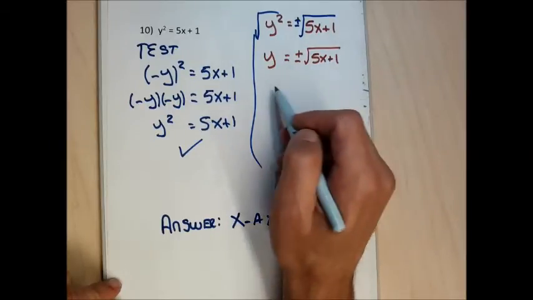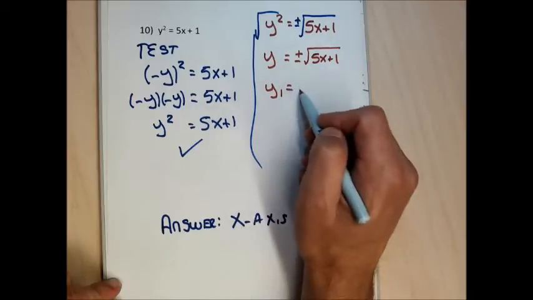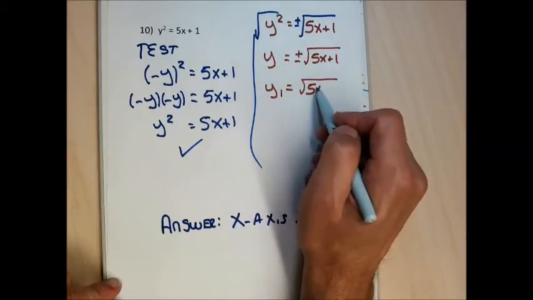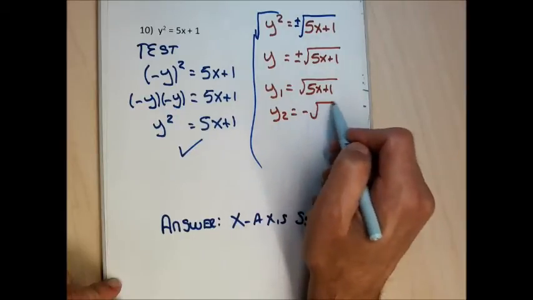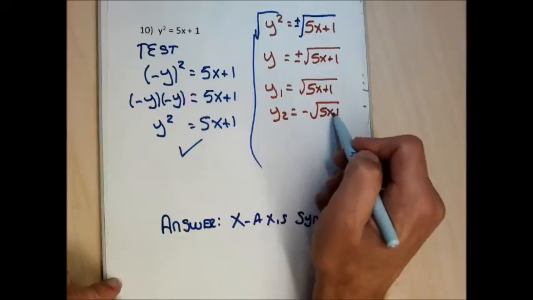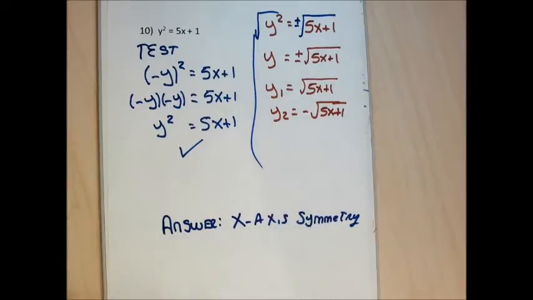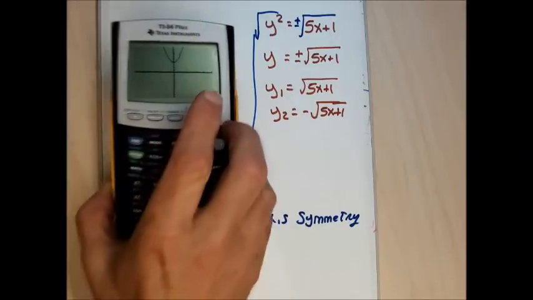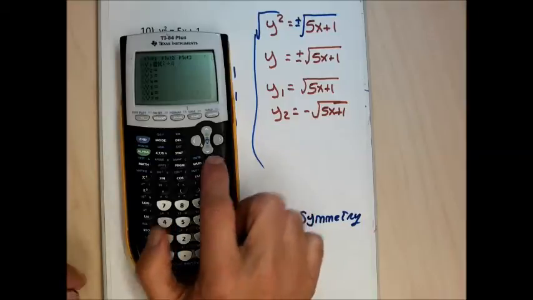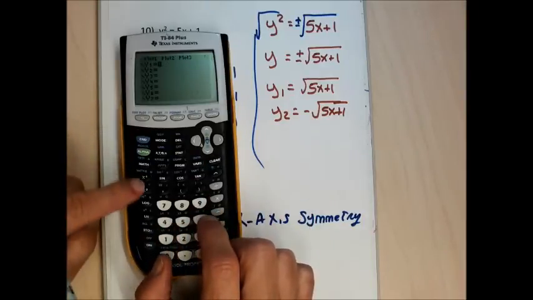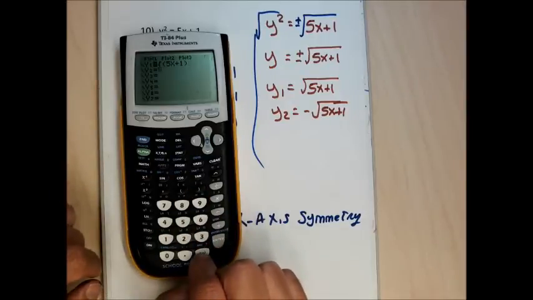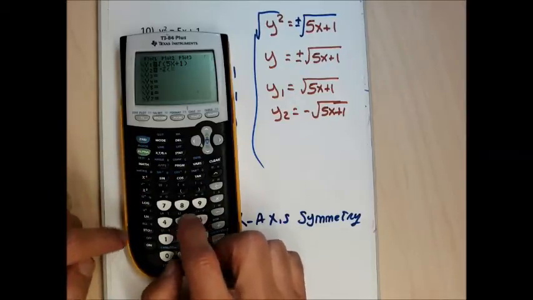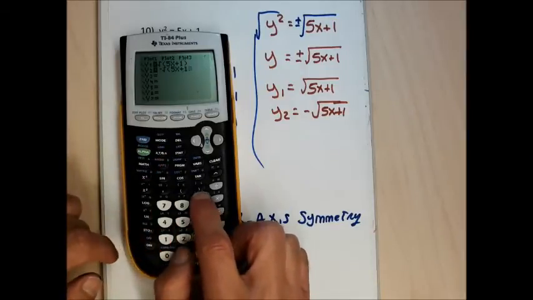And if you remember in the videos over this, to do the x-axis symmetry, you're actually going to have to enter a y1 and a y2, one with the plus and one with the minus. So I don't have to do this, it's completely optional, but if you want to visually see that this has x-axis symmetry, you can do it like this. In for my y1, I'm going to do second square root of 5x plus 1. And in for my y2, I'm going to do negative second square root 5x plus 1.